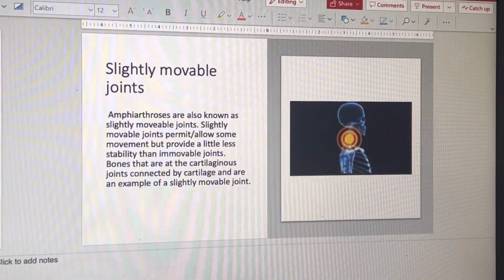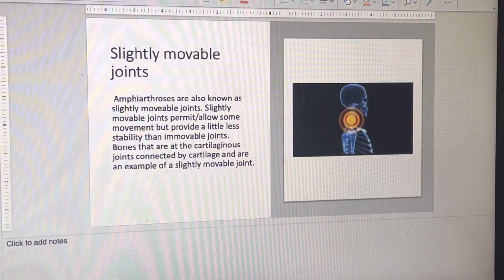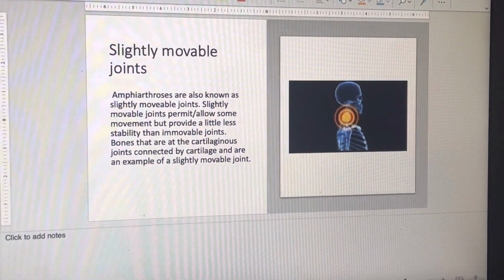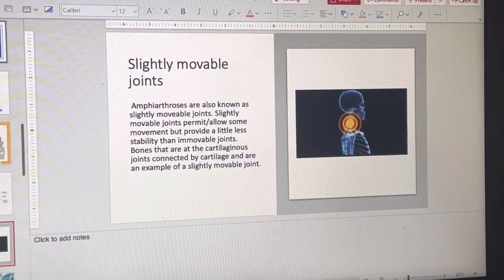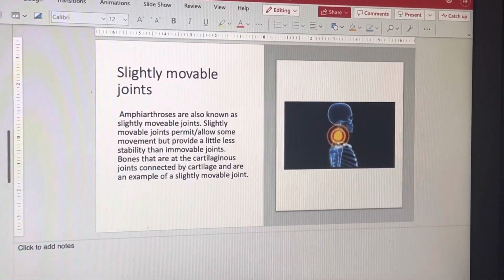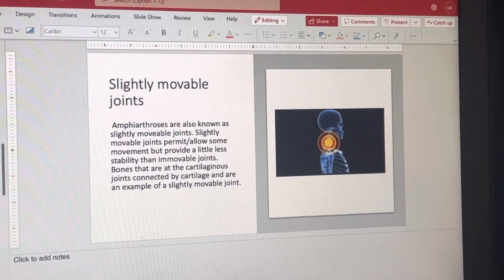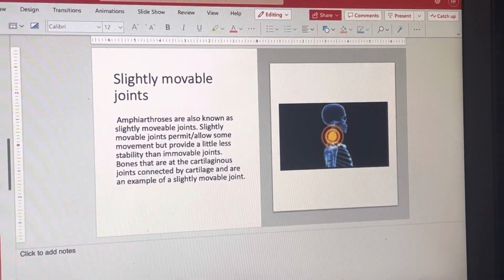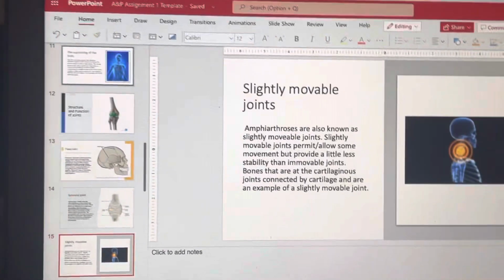Slightly movable joints. Amphiarthroses are also known as slightly movable joints. Slightly movable joints permit some movement but provide a little less stability than immovable joints. Bones at the cartilaginous joints are connected by cartilage and are an example of slightly movable joints.